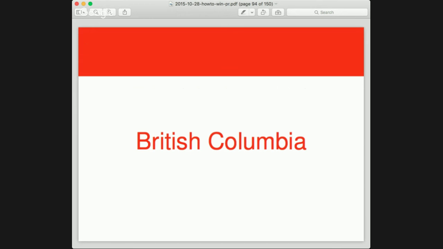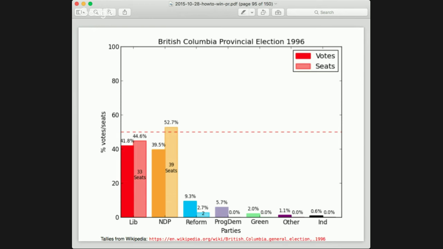Okay, let's talk more about British Columbia. Let me get water. Awkward pause. You can look at this graph. You know what this was. Wrong way winner, 1996.